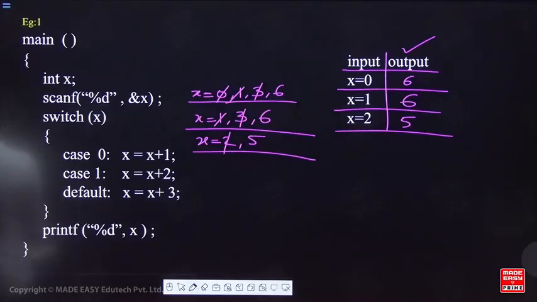Two defaults are not allowed, only one default is allowed. That's what I said, Praveen Kumar, only one default allowed. You get an error at compile time only. And after default, if you don't give break, anyway that's the last statement.